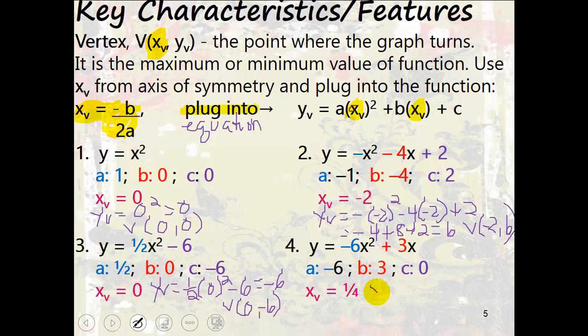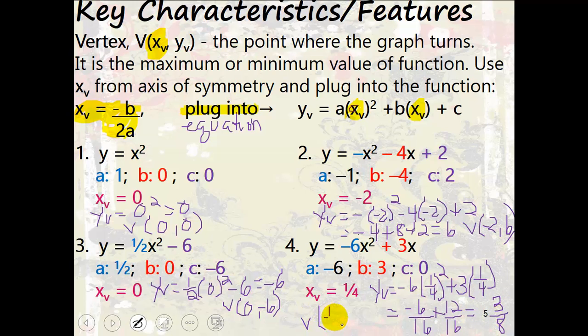Here, I'm going to plug in 1/4, and I get negative 6 times 1/4 squared plus 3 times 1/4. So this is negative 6 over 16 plus, this is 3/4, so that's 12 over 16. So that's 6 over 16. So that is 3/8. So my vertex is 1/4, 3/8.